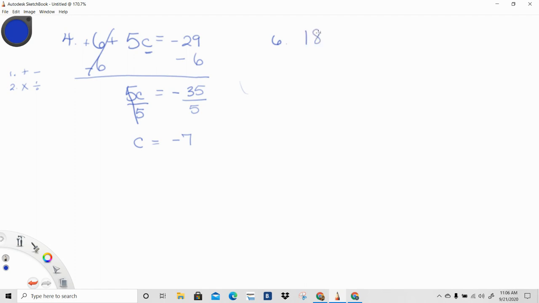Here we have 18 minus 4v equals 42. Now, again, we're going to look at what's happening to our variable. It's being multiplied by negative 4, and it's also having 18 added to it. So we want to undo this addition first. We're going to subtract 18 from both sides.